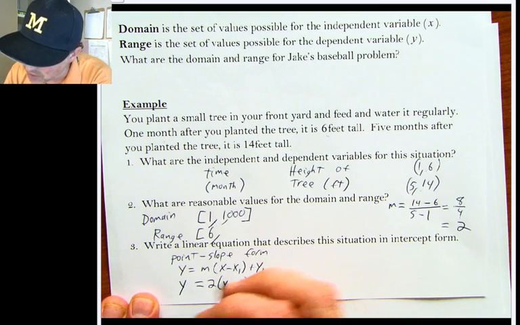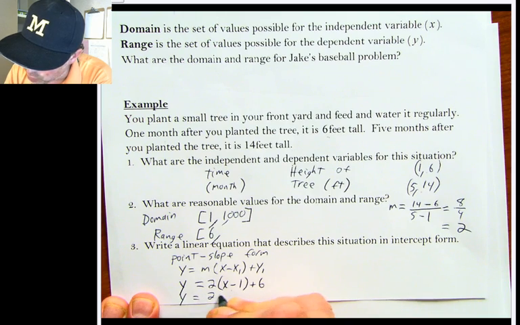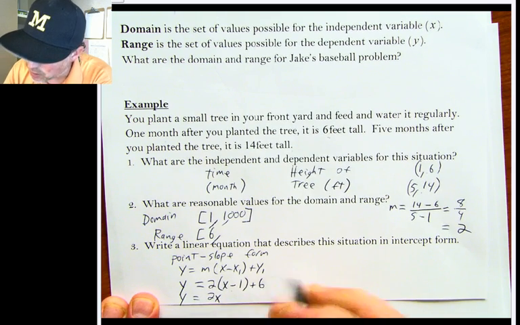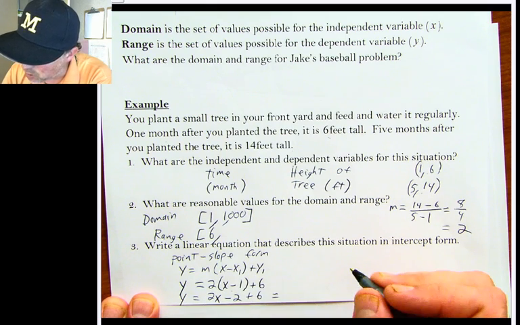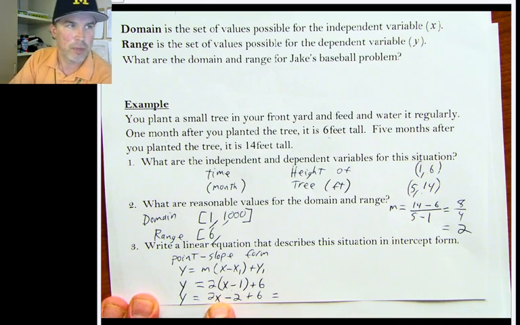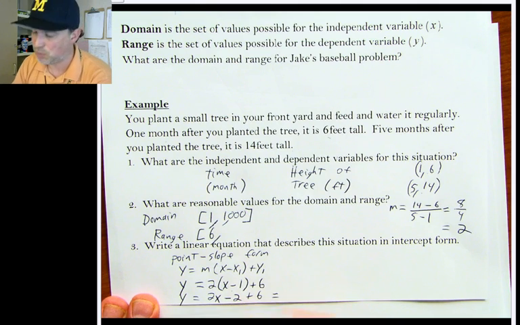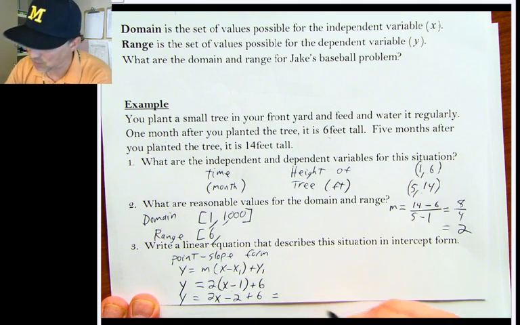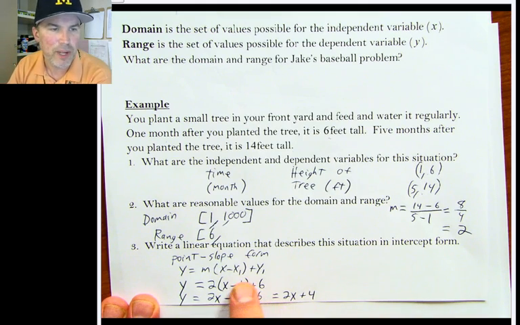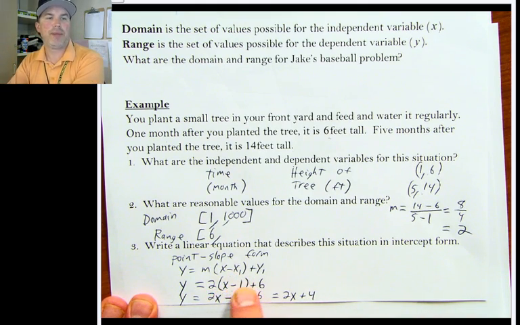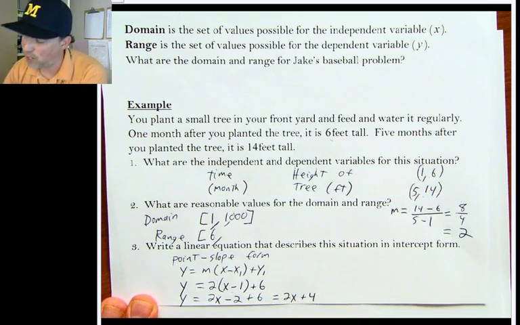2 times x minus 1 gives me 2x, and 2 times negative 1 is negative 2, so minus 2, plus 6. You've got some x's and some numbers, and you can't combine numbers with letters, so I just go negative 2 plus 6, which is 4. And my final equation is y equals 2x plus 4. That's using point-slope form, but then doing a little bit of extra math to end up at y equals 2x plus 4.